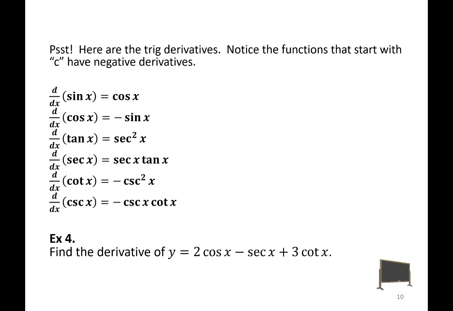Hello and welcome. In this part, we're going to look at the derivatives of the trig functions. So let's get started. First, we have the derivatives of sine and cosine.